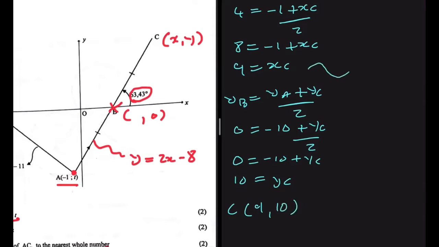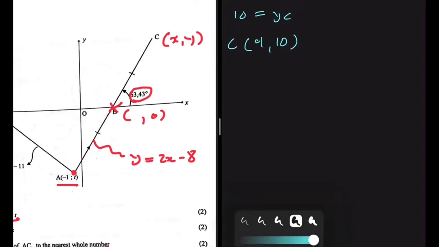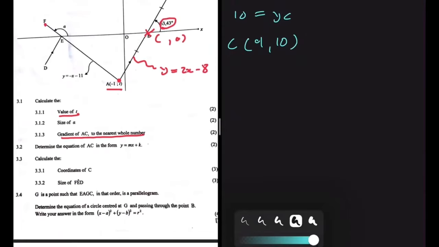But let's substitute this coordinate into the equation for that line. So the equation of that line says 2x minus 8, right? So we're gonna have 2 multiplied by x, we're saying that is 9, and then minus 8. 2 multiplied by 9, that is 18, minus 8 equals 10. So yeah, we get y equals 10 using both of those two ways. Right, that is 3.3.1. Getting fatigued.